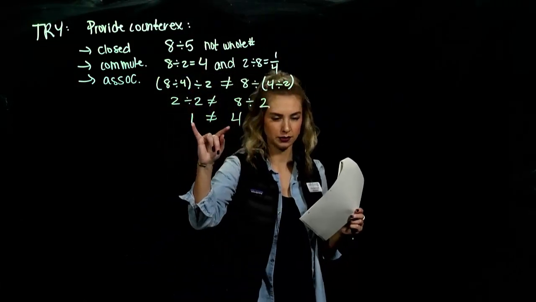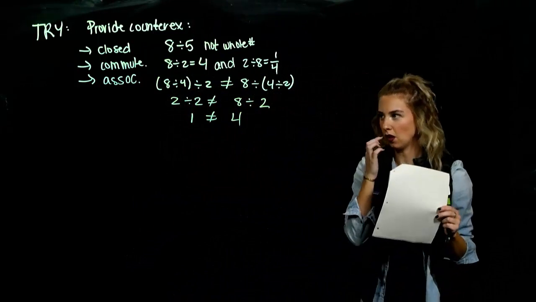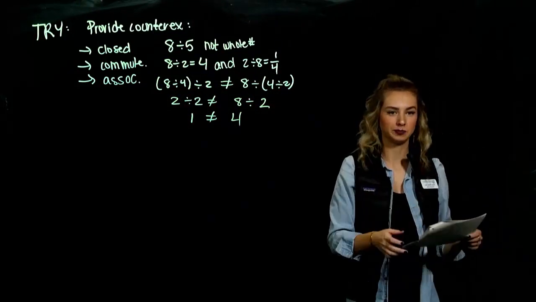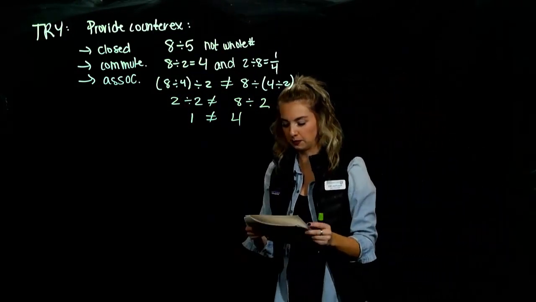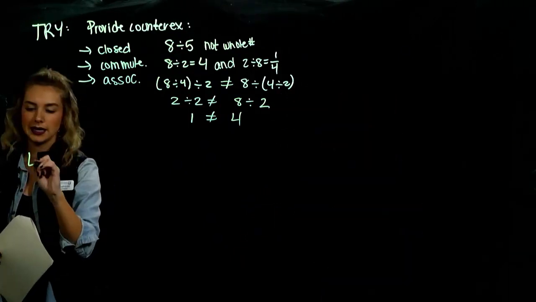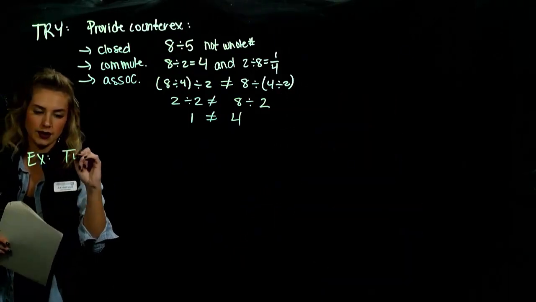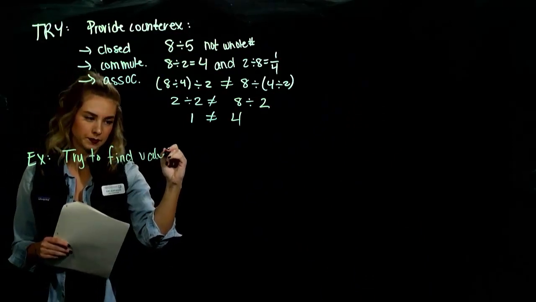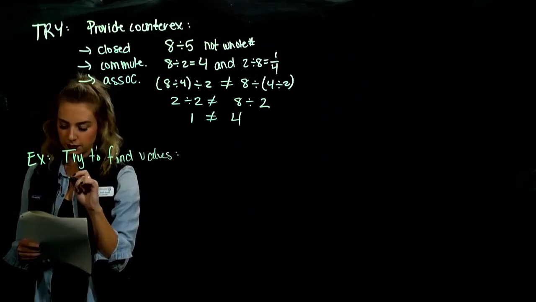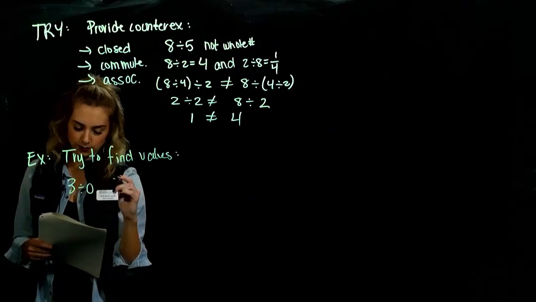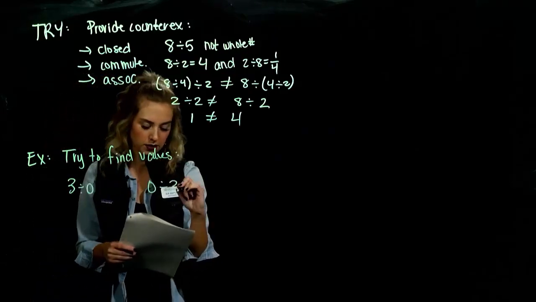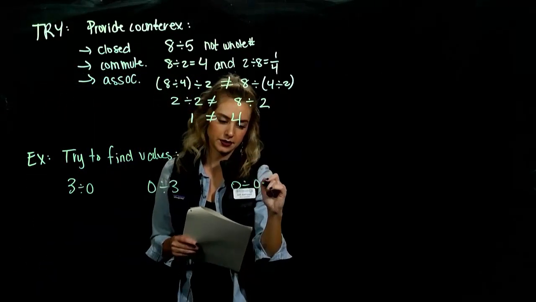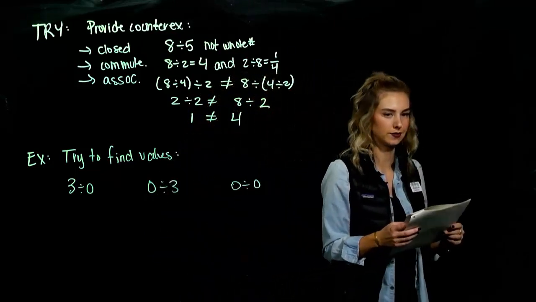So we did not produce the same result when we changed the grouping. So it's not associative under division. Last piece to consider, let's try to find the values of 3 divided by 0, 0 divided by 3, and 0 divided by 0. What happens in each of these cases?